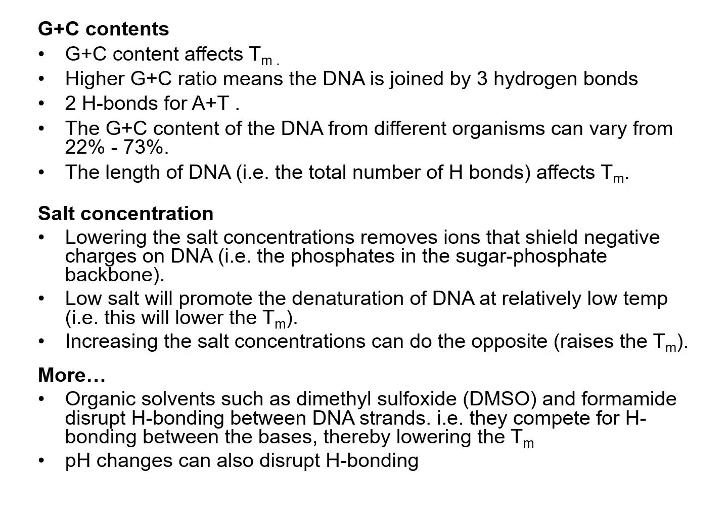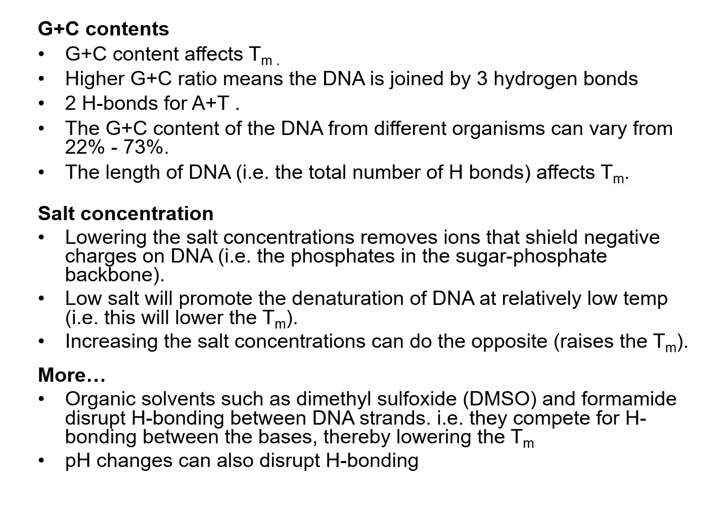Here are more details about the factors that affect the Tm values. The first one was again the GC content, where the number of hydrogen bonds differs between the different base pairs, which will affect the Tm overall. The GC content varies highly, from 22 to 70%, depending on the organisms that you're working with. And the length of the DNA will affect the Tm value too.